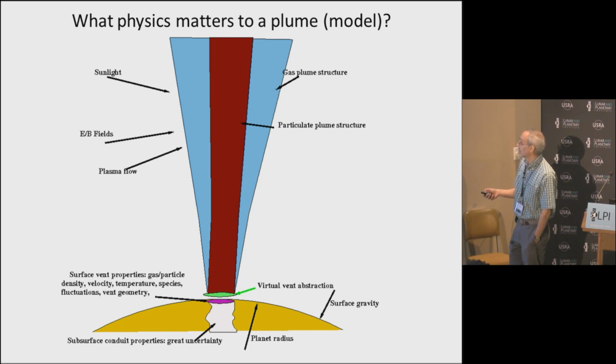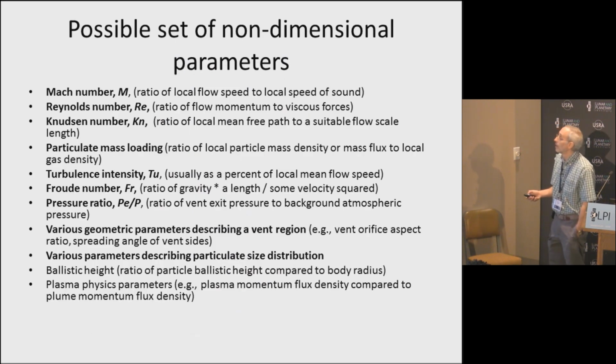Typically, what we've been detecting have been particles moving up, generally in perhaps one sort of plume, and gas plumes that are perhaps spatially distinct from the particle plumes. And once the plume is above the surface, plasma flow, electromagnetic fields, and sunlight can affect the plume.